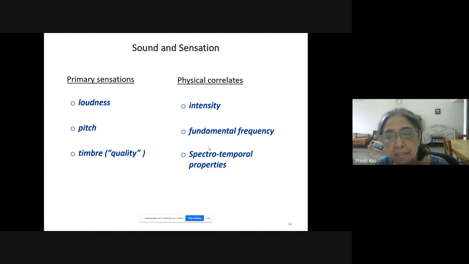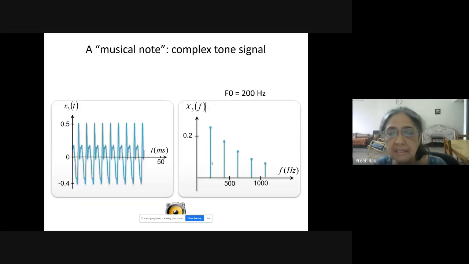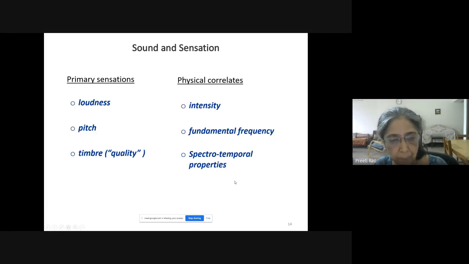Then there are a whole lot of other properties of the sound, which we call the spectrotemporal properties, which, for example, in this sound is like what are the relative amplitudes of all the harmonics, correct? So what is the spectrum shape of the sound, right? How do the amplitudes change as we change the frequency of the sound? Okay, so this is called the spectral properties of the sound. So that's also important. And that gives us a quality called the timbre of the sound, or the quality of a sound.